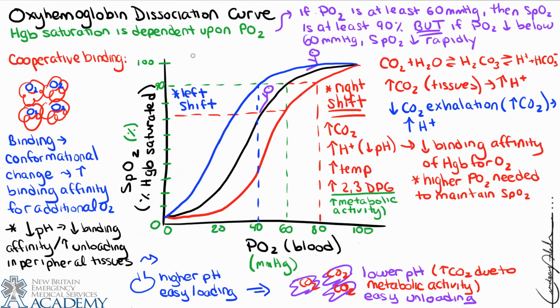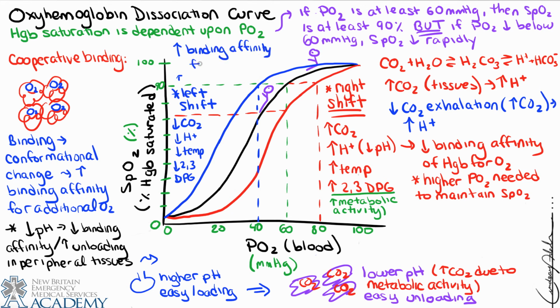All right, so now let's talk about the opposite. Let's talk about a left shift. So now we can see the blue line is, now we're moving the graph to the left a little bit, and it's going to be completely opposite. So a decrease in CO2, a decrease in H+, a decrease in temperature, and a decrease in 2,3-diphosphoglycerate, all those things opposite of a right shift are going to cause a left shift. And what we get is an increased binding affinity for oxygen.